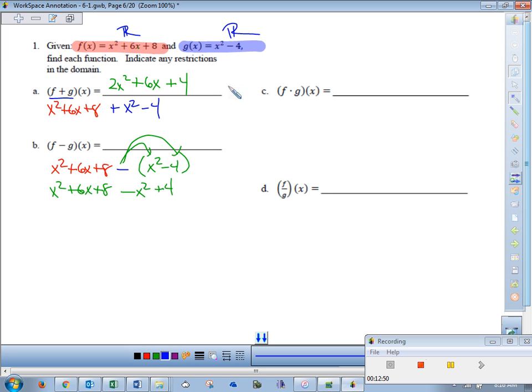The shortcut is when you're subtracting this one away, don't you just change all the signs on this one right away? You just call that minus x squared and plus 4. Now combine like terms. X squared minus x squared is nothing. 6x plus 12. Rock and roll? Okay with that? That's subtracting them. Watch your signs. You subtract away the second one, all the signs change in that second guy.